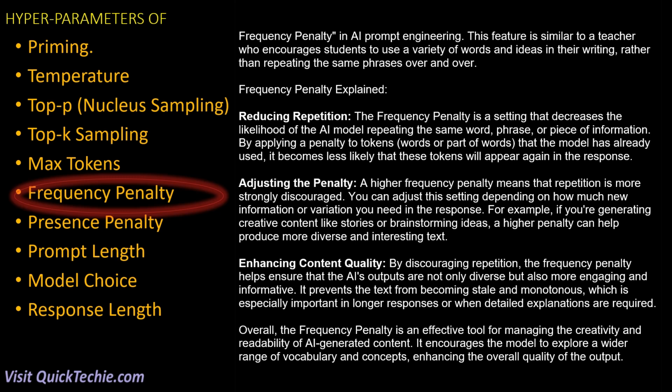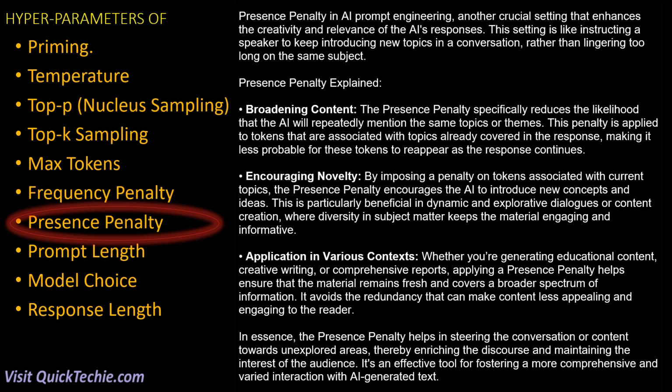By discouraging repetition, the frequency penalty helps ensure that the AI's outputs are not only diverse but also more engaging and informative. It prevents the text from becoming stale and monotonous, which is especially important in longer responses or when detailed explanations are required. Overall, the frequency penalty is an effective tool for managing the creativity and readability of AI-generated content. It encourages the model to explore a wider range of vocabulary and concepts, enhancing the overall quality of the output. Presence penalty in AI prompt engineering.